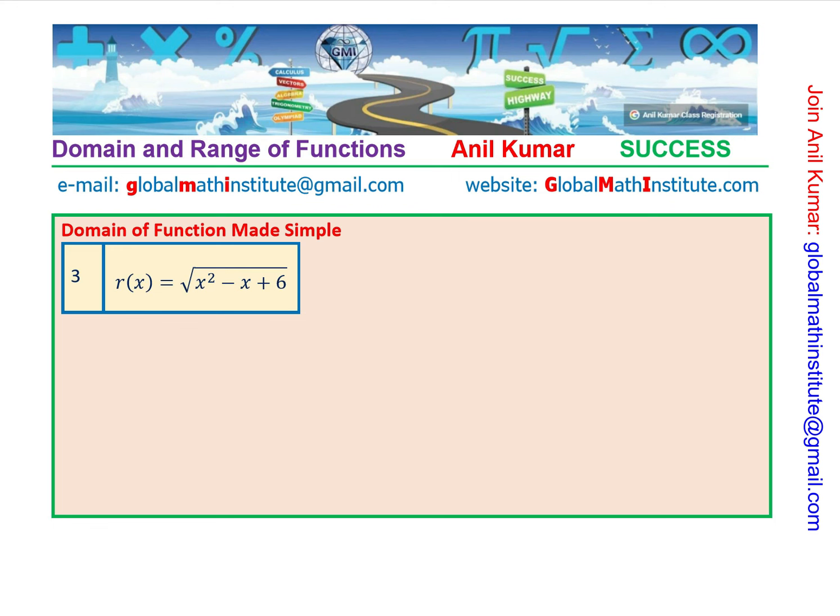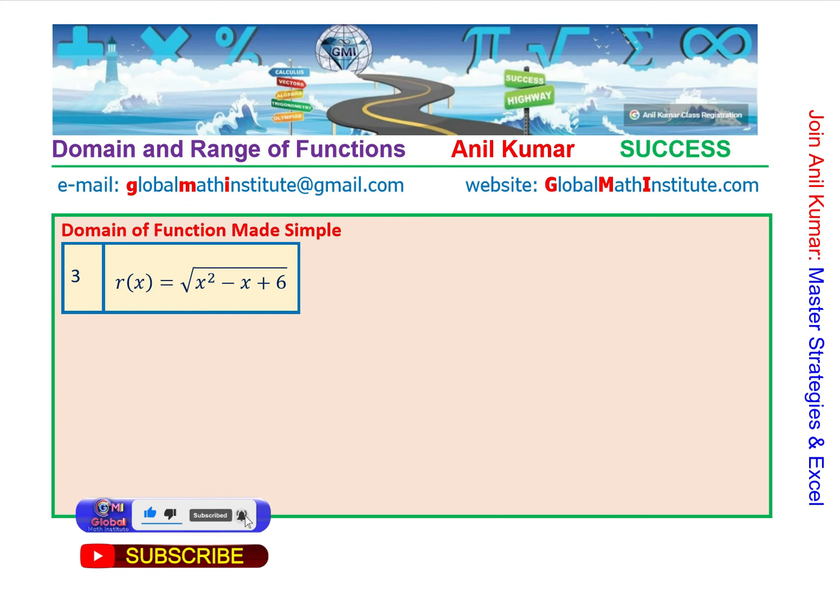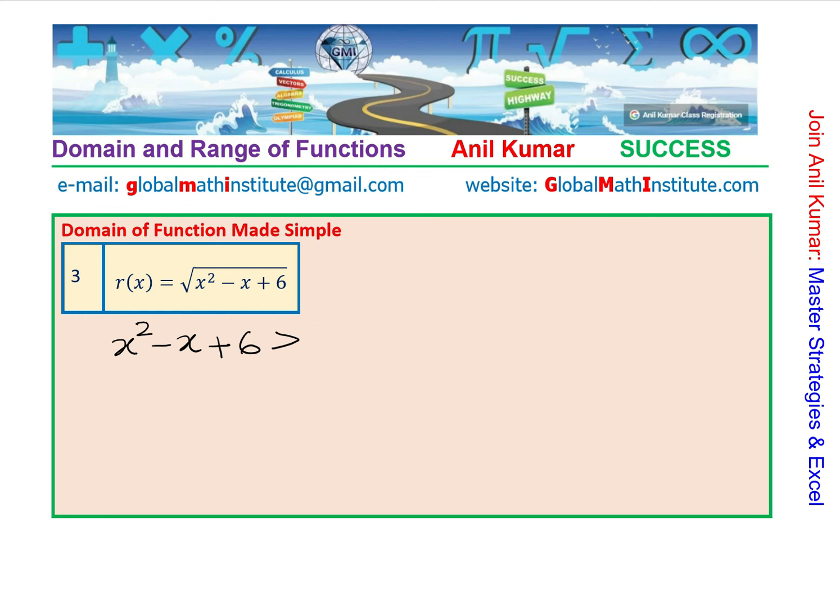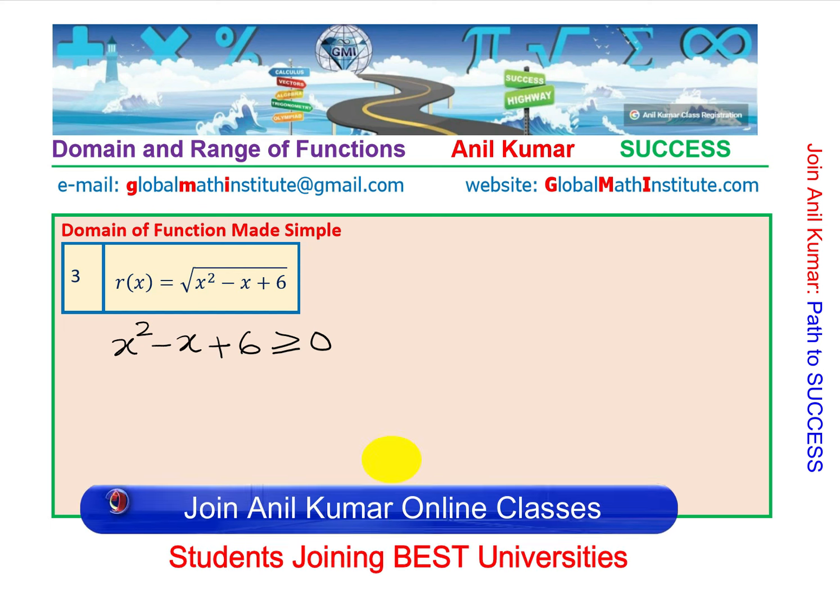This time we have a function r of x, square root of x squared minus x plus 6. How do we find domain of this function? Well, we know within the radical, whatever we have, that should be greater than or equal to 0. So what we can do is find the zeros of this particular function. To find the zeros, you can use quadratic formula. Perfect. Find the zeros and then figure out what should be the domain of this particular function.